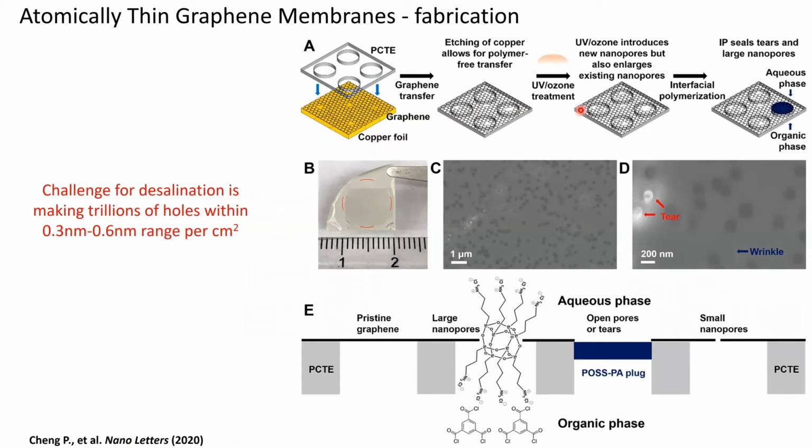We then come in with a UV ozone process, where we are introducing sub-nanometer pores in the graphene lattice, as well as growing additional pores. And finally, we do our size-selective interfacial polymerization, where we only plug defects that are larger than the size of water molecules while preserving sub-nanometer scale defects that allow transport of water molecules.